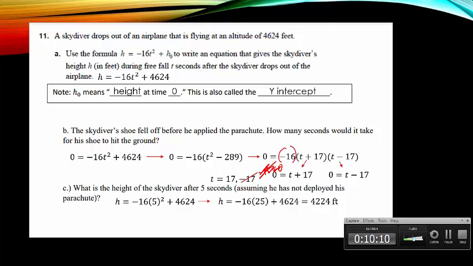Now I put this step here because I see kids mess up a lot. You do not want to do 16 times 5 and then square it. You just went out of PEMDAS order. You must square first and then multiply. So you're going to end up getting 4224 feet. So after 5 seconds, that's approximately what his height will be.